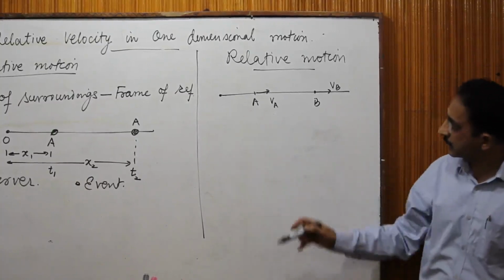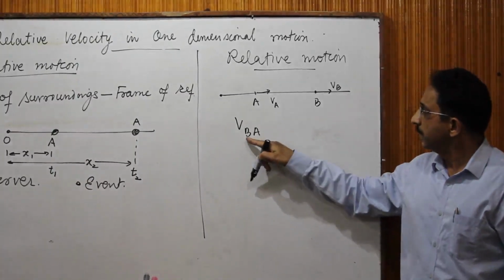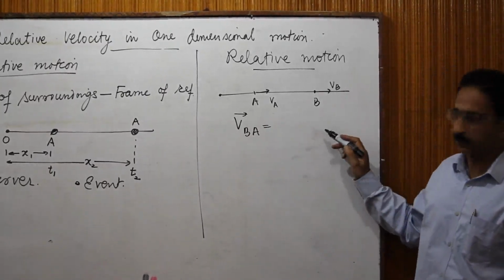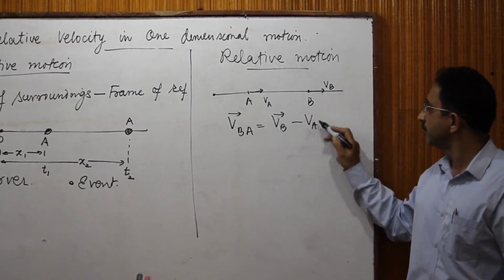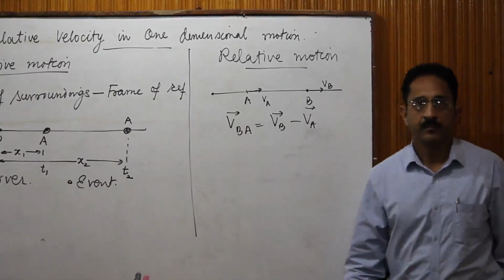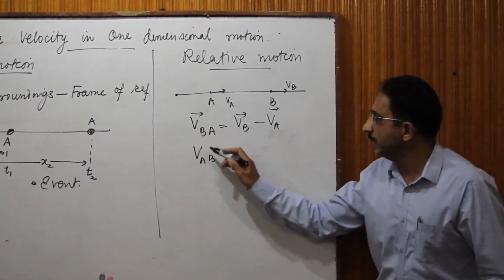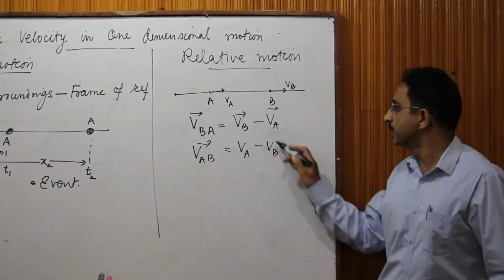After a while we can prove a very simple relation. The relative velocity of B with respect to A, which is again a vector quantity because velocity is a vector, would be given by VB minus VA. The converse of this: if I ask what is the relative velocity of A with respect to B, it would be equal to VA minus VB.